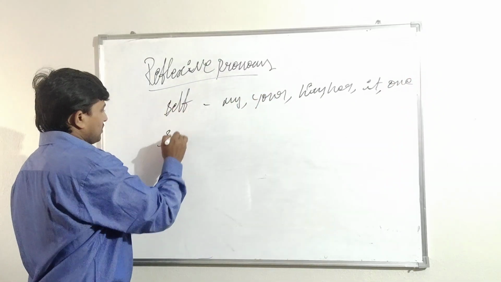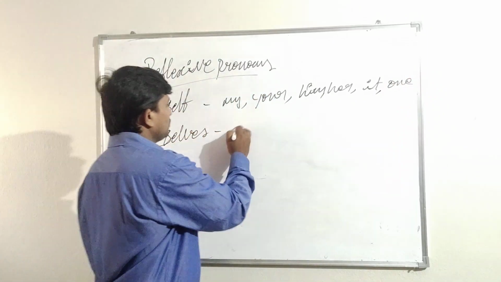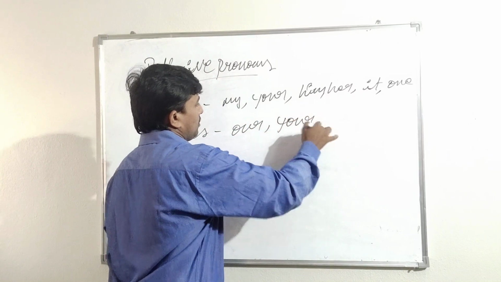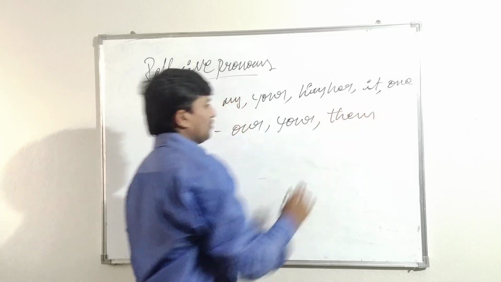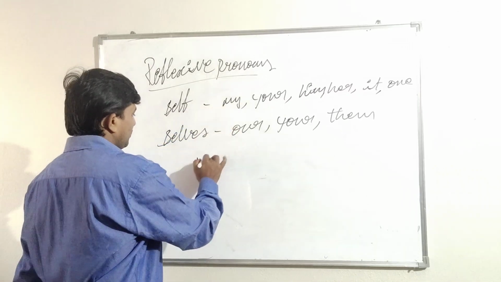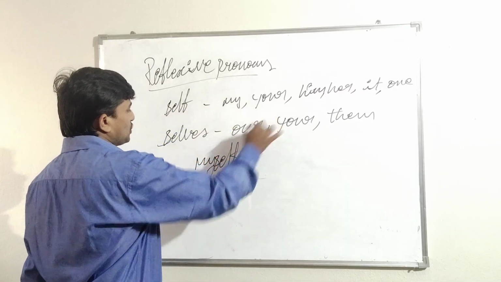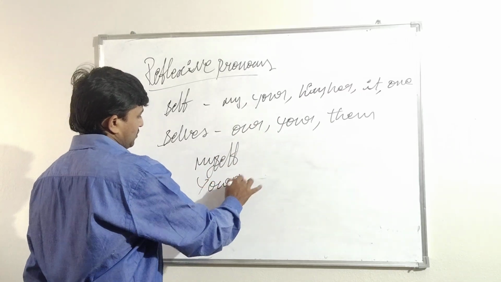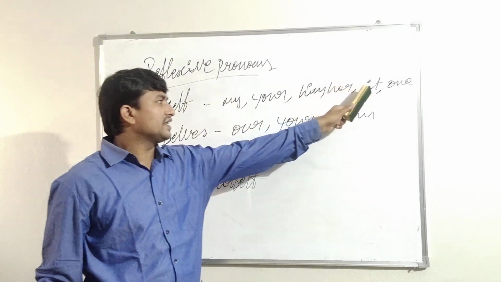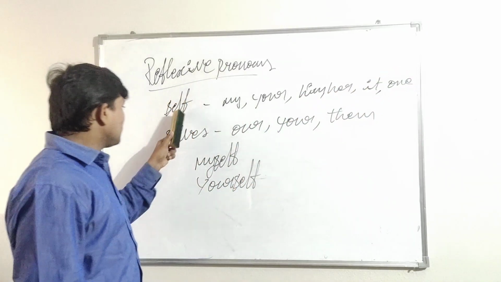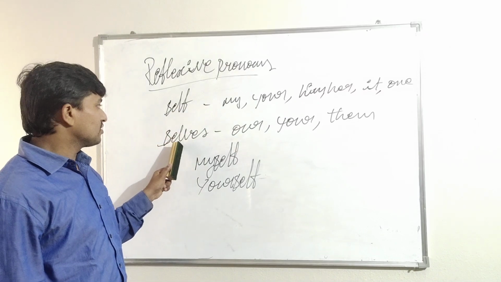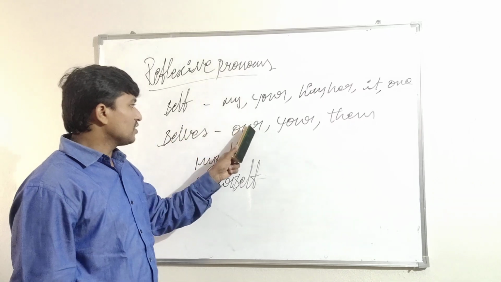And if self is added to our, your, them, we can form. So if self is added to my, myself. If self is added to your, yourself. If self is added to him, himself. If self is added to her, herself, itself, and oneself. And here it's selves. If selves is added to our, ourselves.